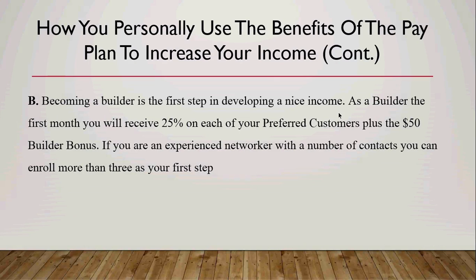Here we go. So, now, that being said, the second thing that you want to do is become a builder. Becoming a builder is the first step in developing a nice income. As a builder, the first month you'll receive 25% on each of your preferred customers plus the $50 bonus. If you're an experienced networker with a number of contacts, you can enroll more than 3 as your first step.